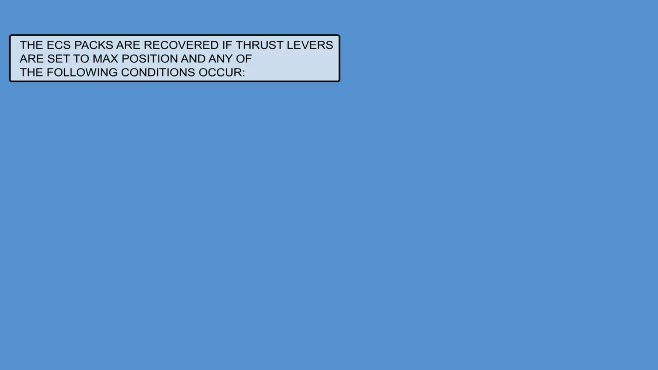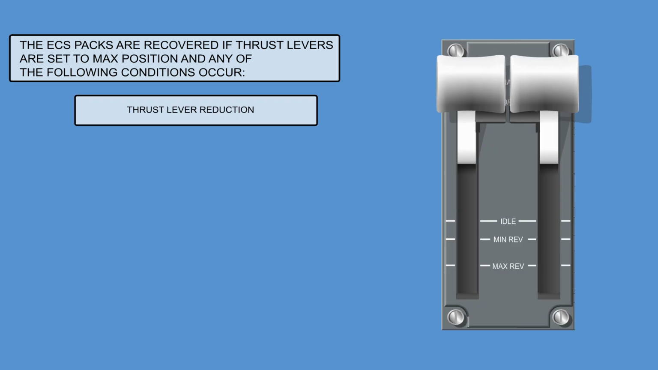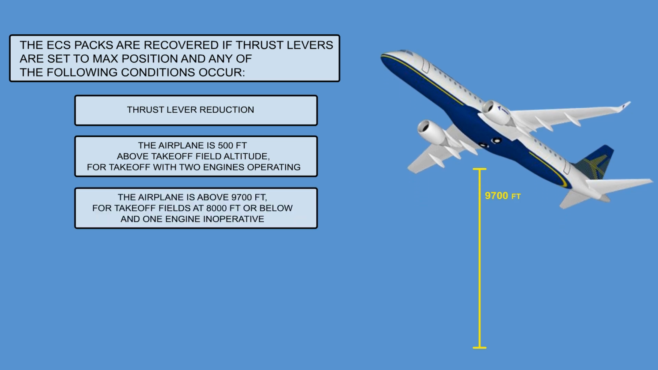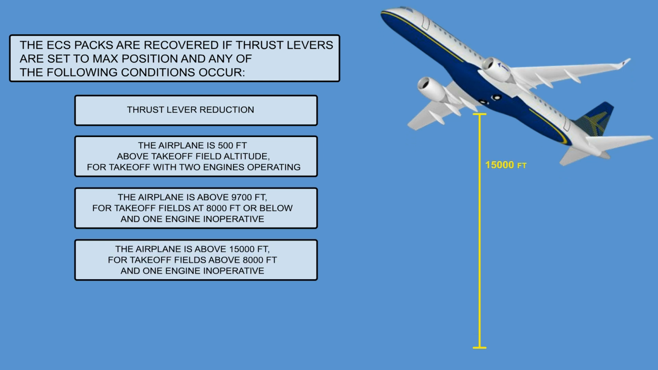The ECS packs are recovered if thrust levers are set to max position and any of the following conditions occur. Thrust lever reduction. The airplane is 500 feet above takeoff field altitude for takeoff with 2 engines operating. The airplane is above 9,700 feet for takeoff fields at 8,000 feet or below and 1 engine inoperative. The airplane is above 15,000 feet for takeoff fields above 8,000 feet and 1 engine inoperative.